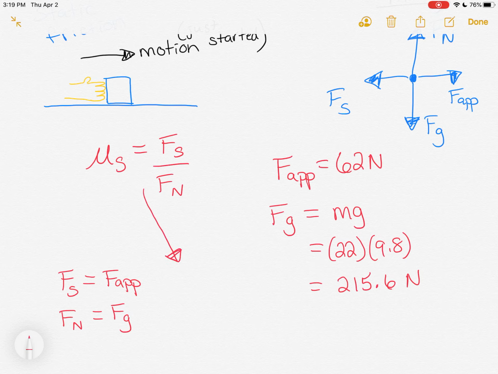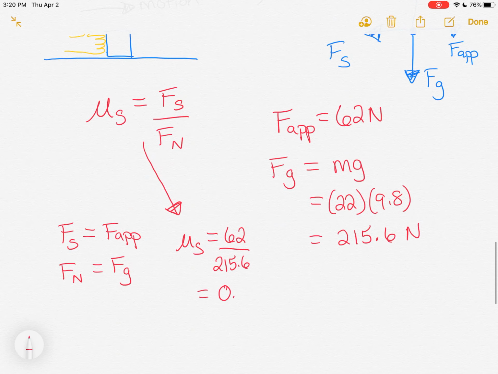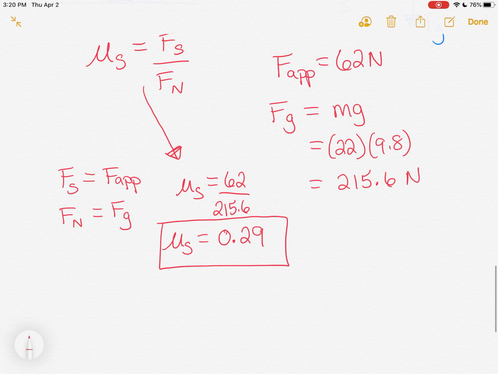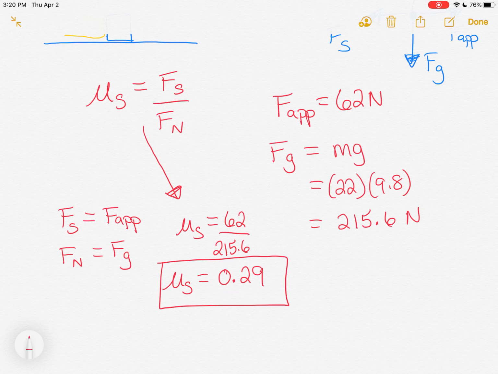My Fn must be the same as my Fg. Okay, so then when I plug this into my formula, my mu s is going to be my Fs, which is my 62 newtons. And then I'm going to divide that by my Fn, which is going to be my 215.6. So my mu s is going to work out to 0.29. So again, we have no units for mu s, and we're using two significant figures because that's how many significant digits we had in our original numbers. So we're calculating that mu s for our box.